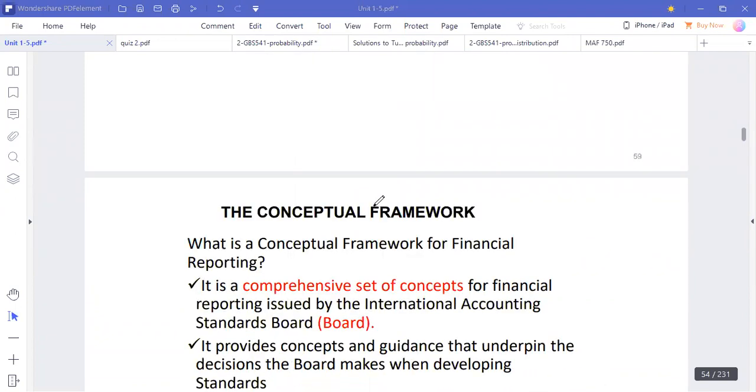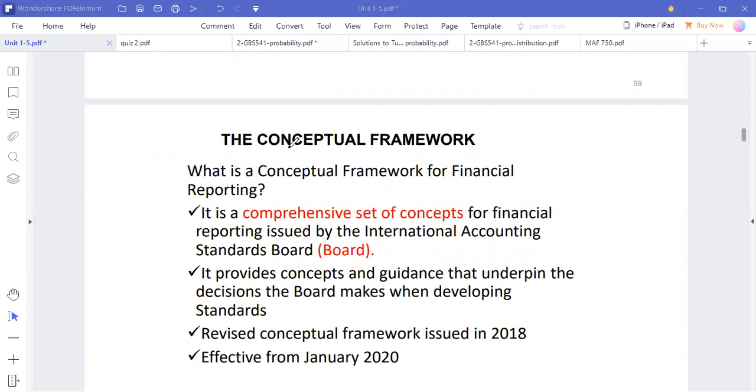Now, what is the conceptual framework for in terms of financial reporting? What is it? It is actually a comprehensive set of concepts for financial reporting, which is issued by the International Accounting Standards Board. The conceptual framework for financial reporting also provides concepts and guidance that will underpin the decisions that the board may make when developing standards. So even if they are to make independent decisions, they should be within the framework. Our revised conceptual framework, which was issued in 2018, was recently revised in January 2020. So this date you need to take note of. The revision was in 2020. That was a recent date.